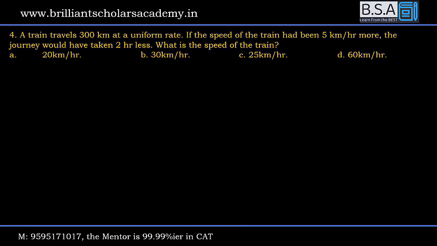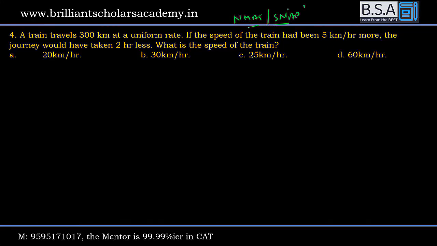A train travels 300 kilometers at a uniform rate. If the speed of the train had been 5 kilometers per hour more, the journey would have taken 2 hours less. What is the speed of the train? Now, this question is currently at NMAT level, SNAP level. The earlier three questions are very, very fundamental.